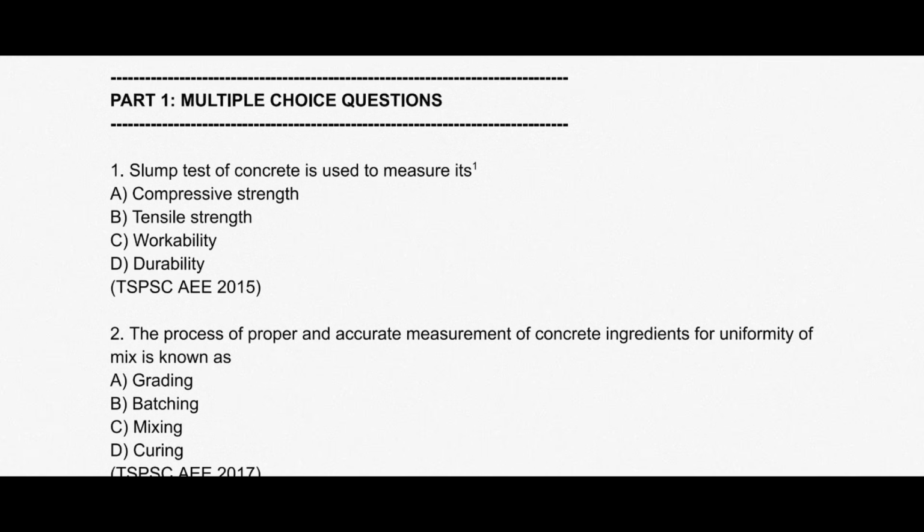The slump test of the concrete is used to measure its option A compressive strength, option B tensile strength, option C workability, and option D is durability. The reference exam is TGPSC or TSPSC AEE 2015. So the answer is workability.